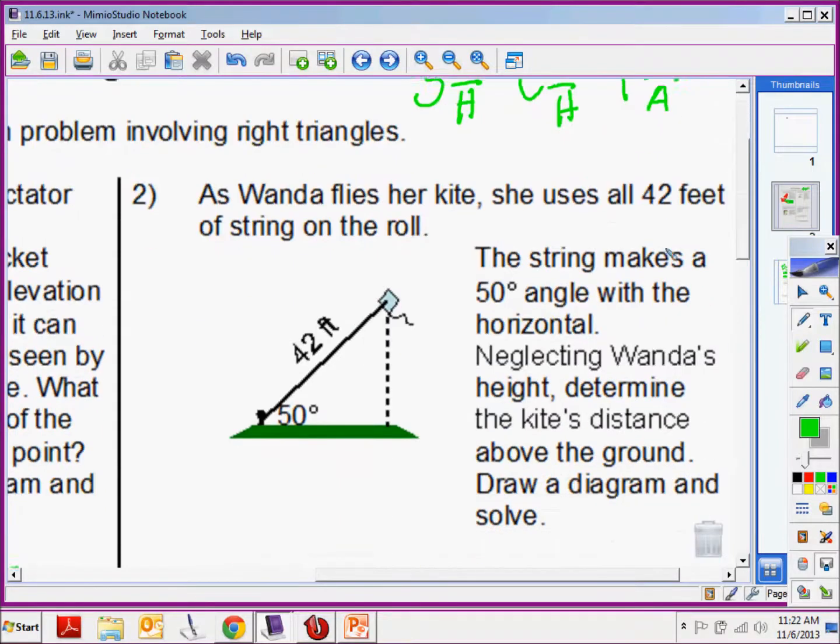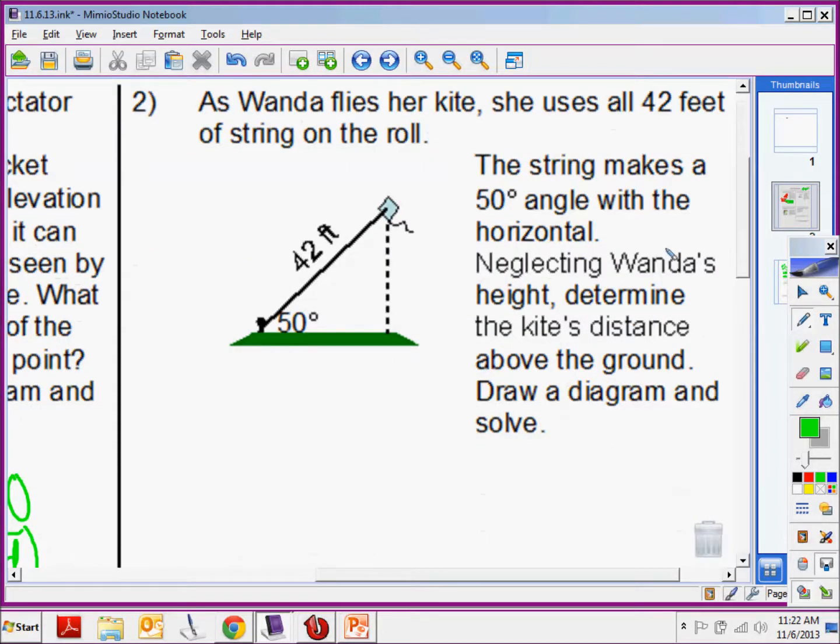Okay? Alright. Wanda flies her kite, and she uses all 42 feet of the string on the roll. So she lets her kite fully extend. If she lets her kite fully extend, the string makes a 50-degree angle with the horizontal. Neglecting Wanda's height, determine the kite's distance above the ground. Draw a diagram and solve. Well, the diagram's been drawn for us. If it wants to know the height, which side of the triangle am I looking for? Right.